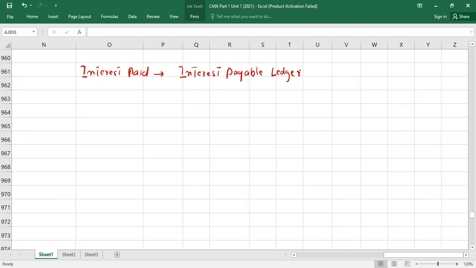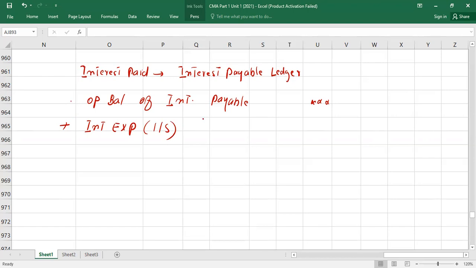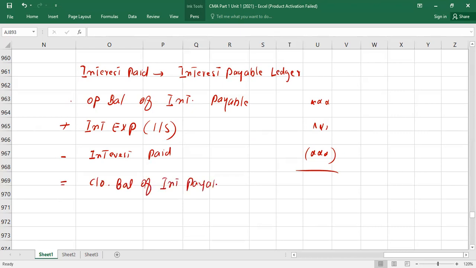I'm writing the interest payable ledger here in statement form. How does it look? Because it's a liability account, you have to take the opening balance of interest payable. It will be given in the question. You add there the interest expense. Where do we take this value from? The income statement, because in the income statement accrual basis is recorded. And you deduct the interest paid during the period. And it is equal to the closing balance of interest payable. This is the correct ledger.